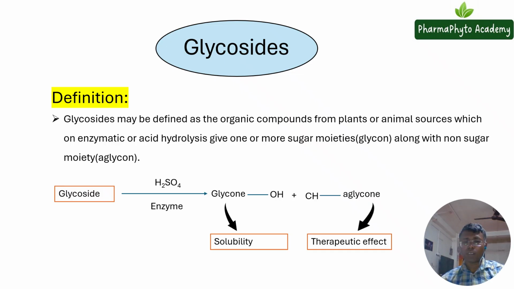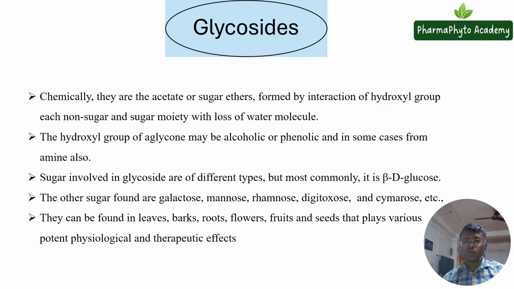So here you can see that this is the glycoside. When it undergoes hydrolysis by acid or enzymes, it will give you the glycon and aglycon parts. This glycon part is the sugar moiety and this is the non-sugar moiety. The sugar moiety is responsible for the solubility of the glycoside, and the non-sugar part is responsible for the therapeutic activity of the glycosides. Chemically, these glycosides are acetals or sugar ethers.